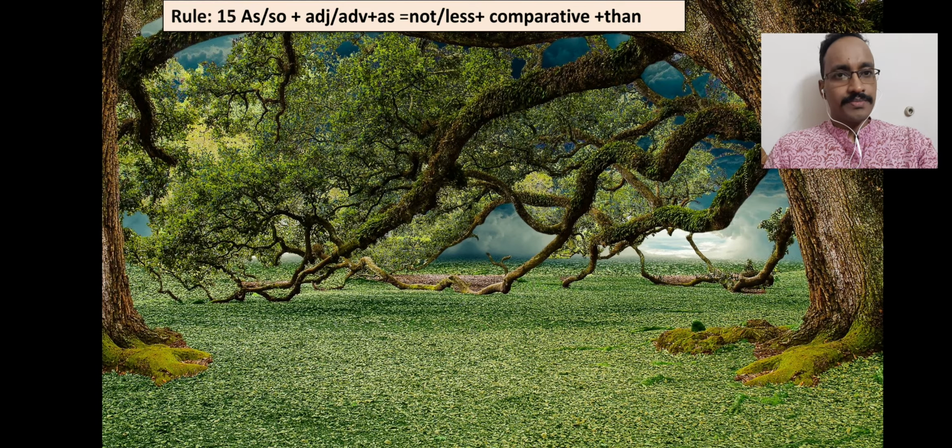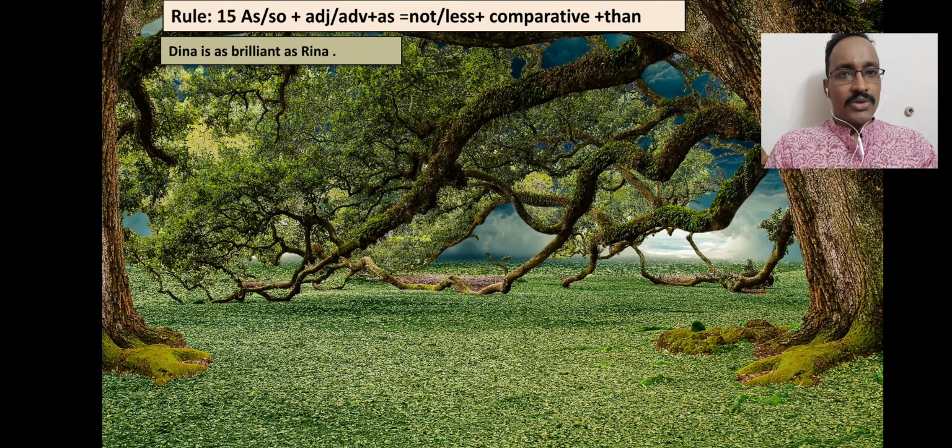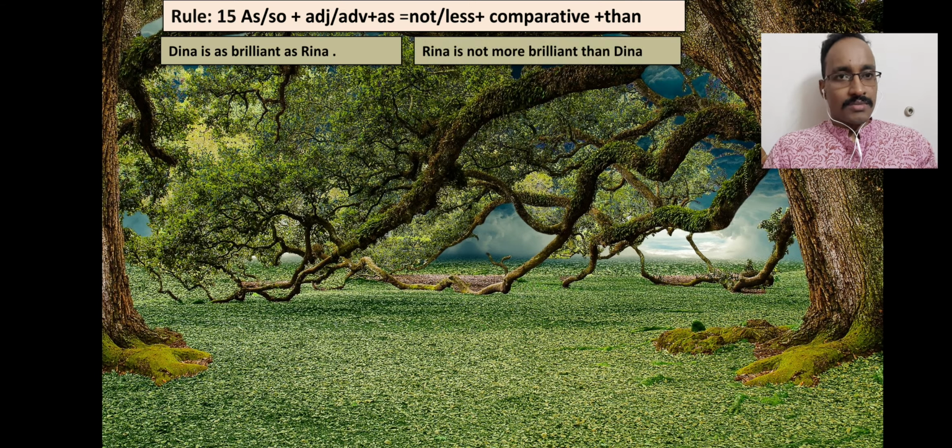Here you see, between as and as there is one adjective, that is brilliant. So see what is the sentence: Dina is as brilliant as Rina. This is an affirmative sentence. Now we are going to make it negative, and at the same time it will be a comparative sentence also. Rina is not more brilliant than Dina. In this case, we bring the last subject first, and we make the sentence negative, and we use the comparative degree.